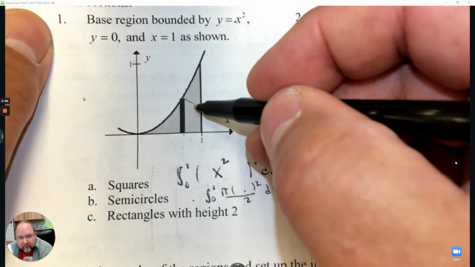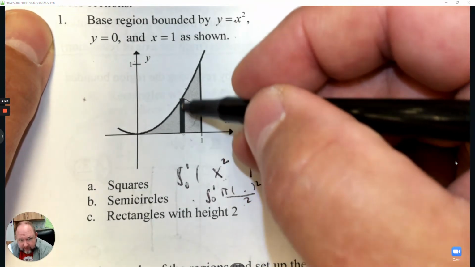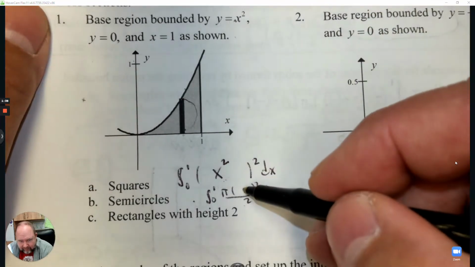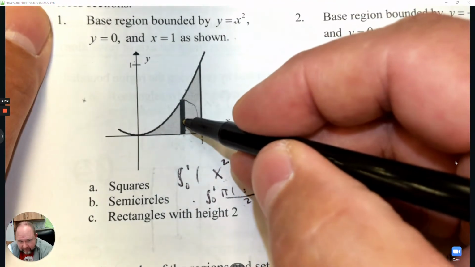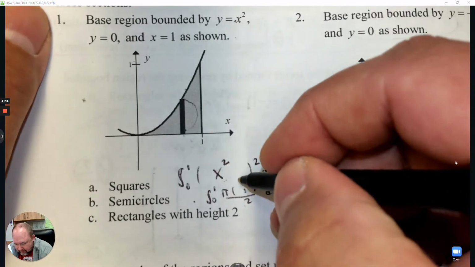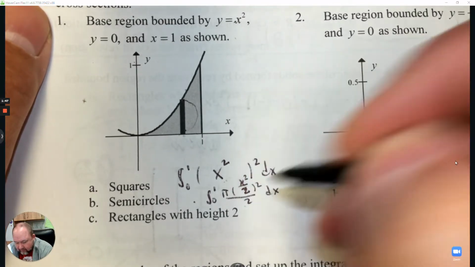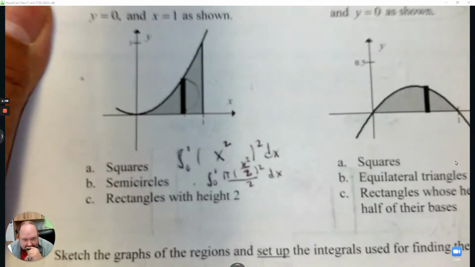Now, if this was a semicircle, this represents the base of a semicircle or the diameter. The radius is what we want. So we need to take half this value. So top subtract bottom is x squared. That's the diameter, but I have to divide it by 2. And now that's the radius.